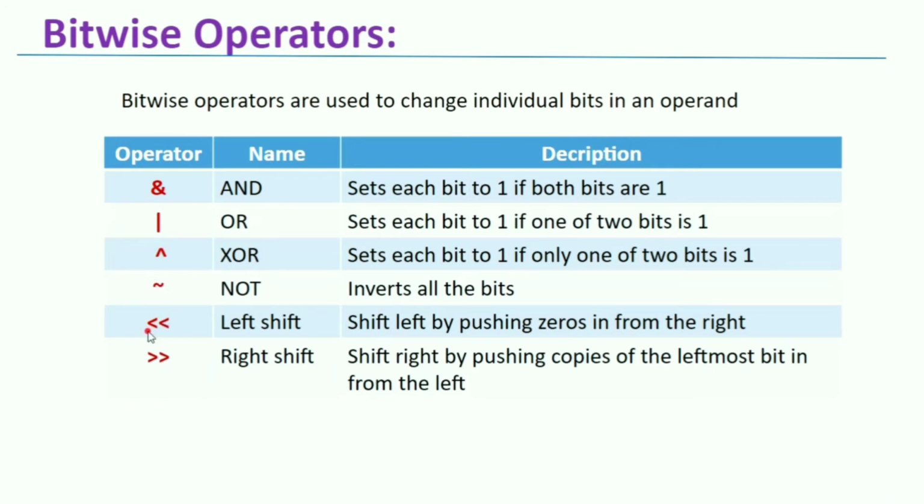Then two more operators are there in the bitwise operators: left shift and right shift. Whenever we want to shift the bits to the left side, we use the left shift operator, and whenever we want to shift the bits to the right side, we use the right shift. So let me take an example, and mathematically I will show you how it gets executed.